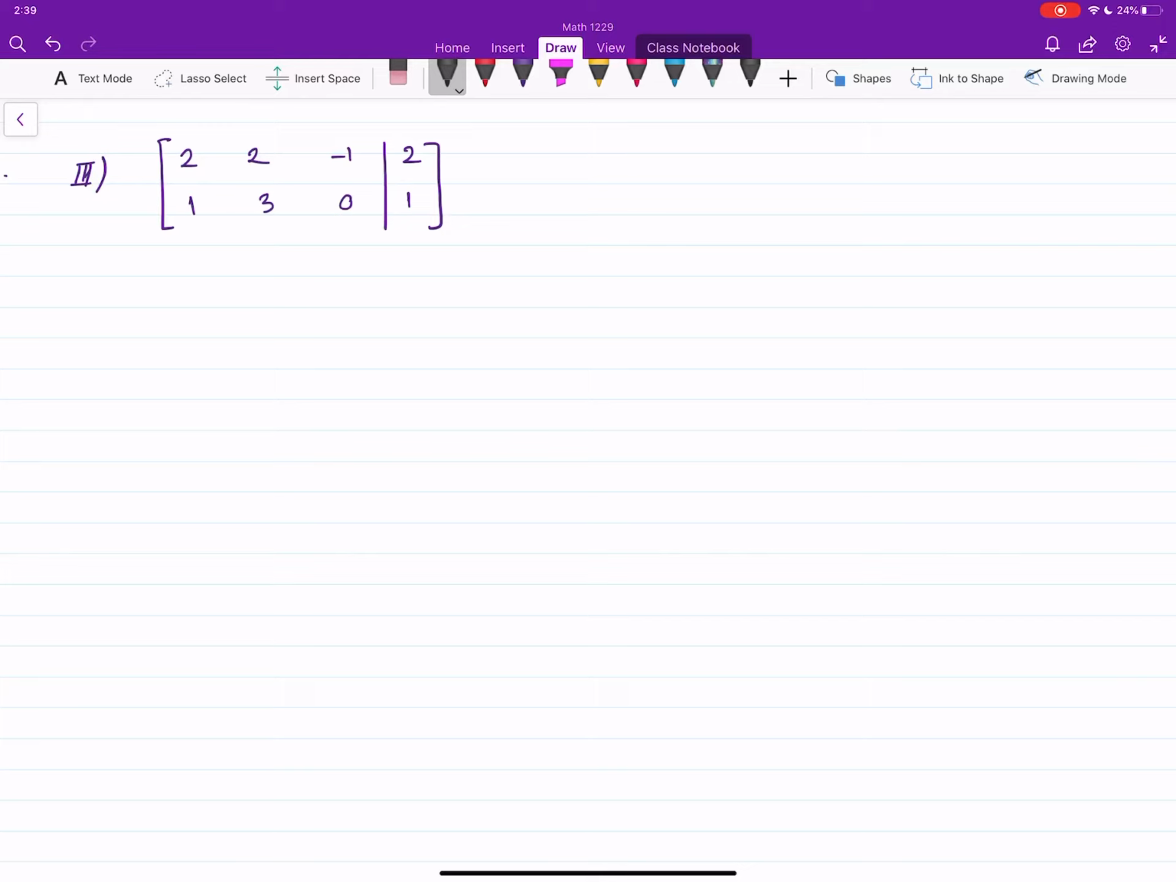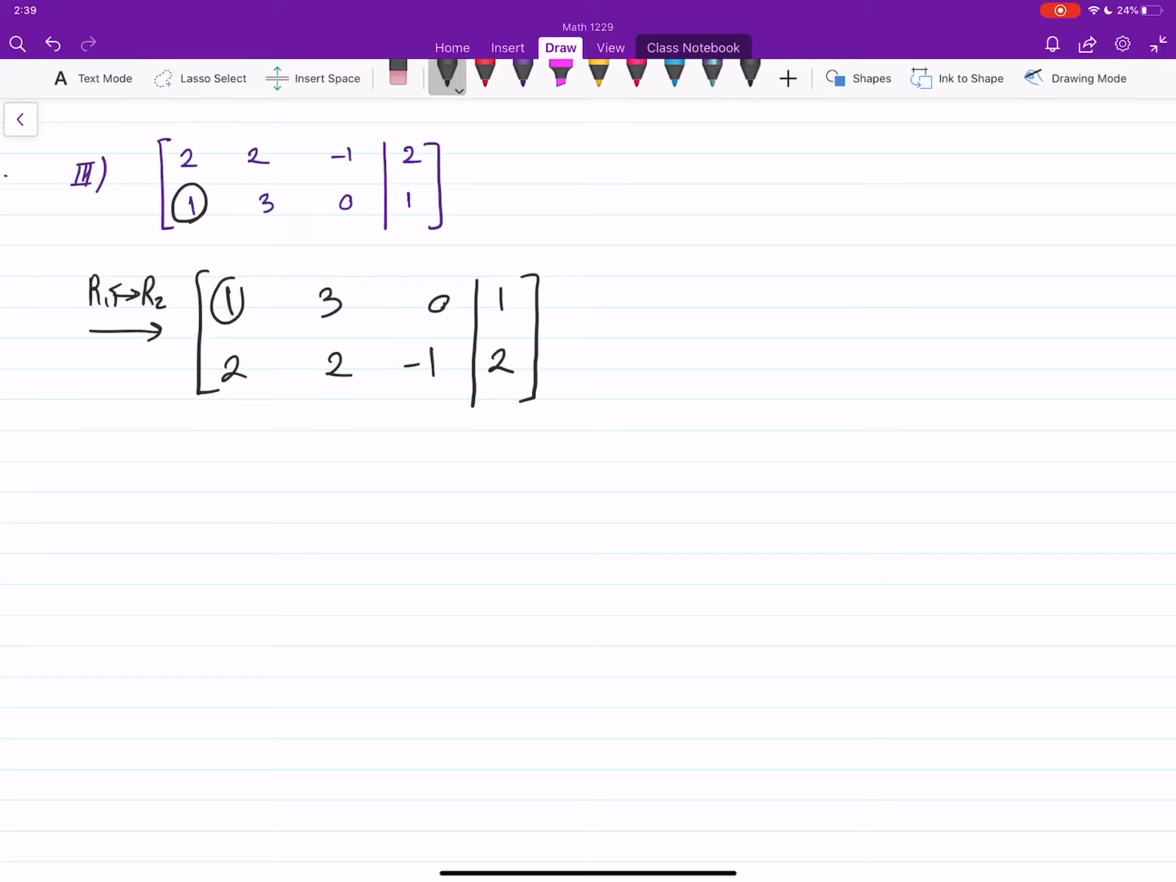Choose it. Well, there are 2 of them. I can choose either 2 or this one. This time, let me choose this one. Move it. Well, I have to switch R2 to R1. So it will be 1, 3, 0, and 1. 2, 2, negative 1, 2. Choose it, move it, turn it to 1.